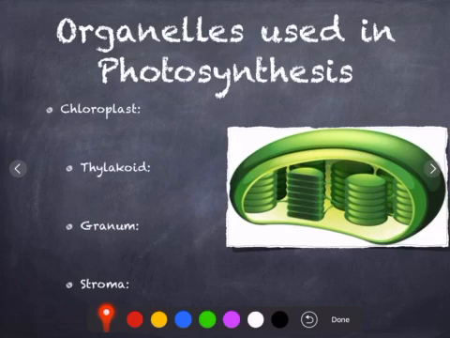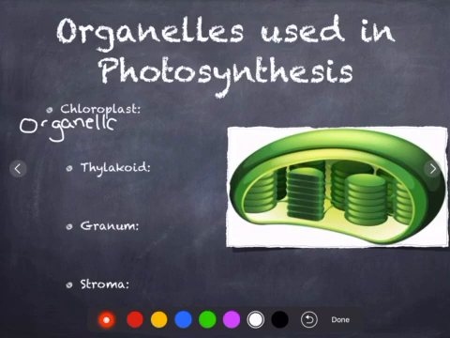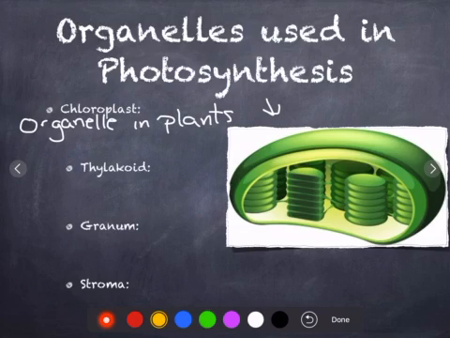Now, let's look at the parts of the cell here. So chloroplast is the organelle in plants where photosynthesis occurs. Okay, it's this guy right here. Now, let's label these things. Let's start with the thylakoid. So the thylakoid is, let's use a different color here, is one individual, I call them pancake, of the stack, okay? And the thylakoid membrane is where our light reaction occurs.